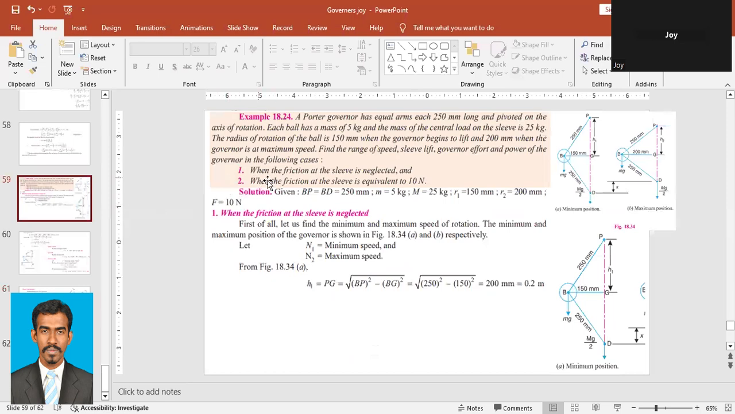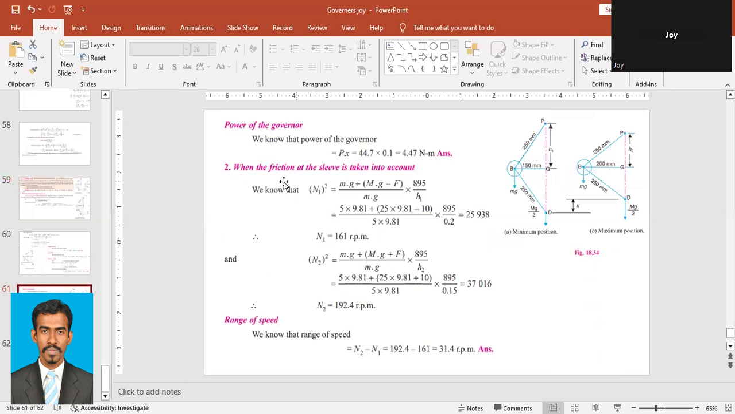Then the second condition: when the friction at the sleeve is equivalent to 10 Newton, you have to find all of this again. This time the range of speed, sleeve lift, governor effort, and power of the governor. So we need all these four things if the friction is 10 Newton. So we do it again, same formula, just accommodating the friction.